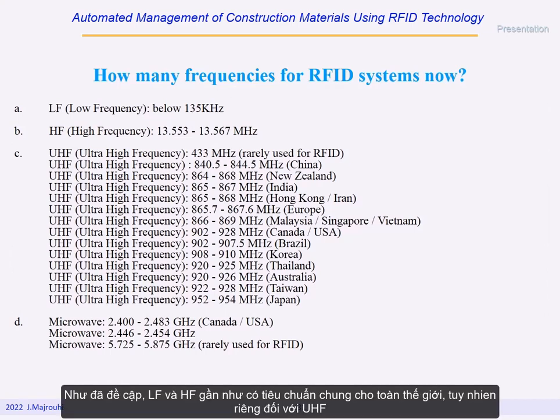As presented, low frequency and high frequency has almost a universal standard for the range of frequencies. But in ultra-high frequencies, each country has its own standard, and microwaves also have different types of frequency range.